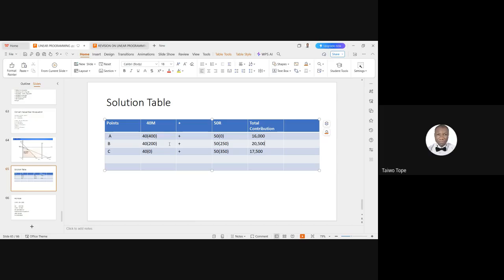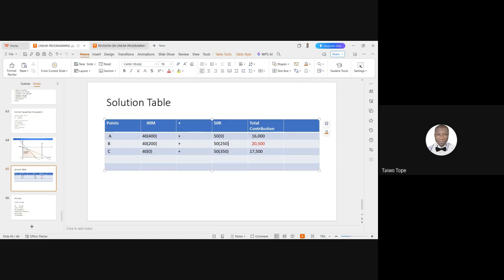So the optimal contribution based on this is what? Point B. If you are now asked, what is the optimal mix in terms of units? What will you say? The optimal product we need to produce that will give us the highest contribution.